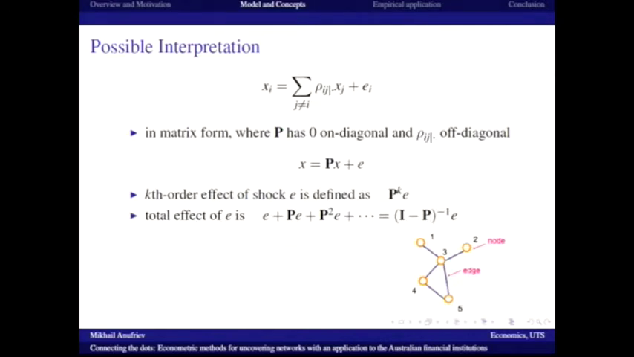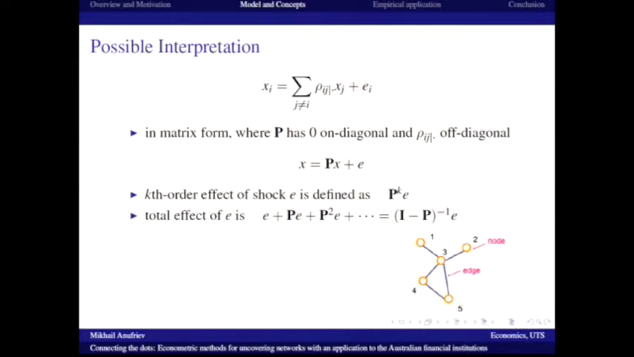And then P squared E will measure the second step, so it may also go back and may go here, it may go here. P to the third, E is the third order effect, and so on. And so we may say that P to the power K times E is the K-th order effect of this shock. And when you sum them up, you in principle should get the total effect, which is probably the observable. Okay, so the sum of all these shocks should be equal to this.